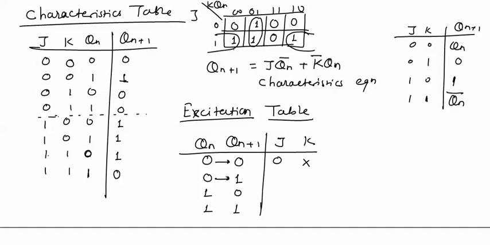Now the next, if previous output is 0, next output is 1. This one, this one. For this combination is this. In both the cases, J is 1, but K is changing, will be written as cross. In the next case, previous output is 1, next output is 0. In this case, the combination of input is this. K is confirmed 1, but J is changing, will be written as cross.